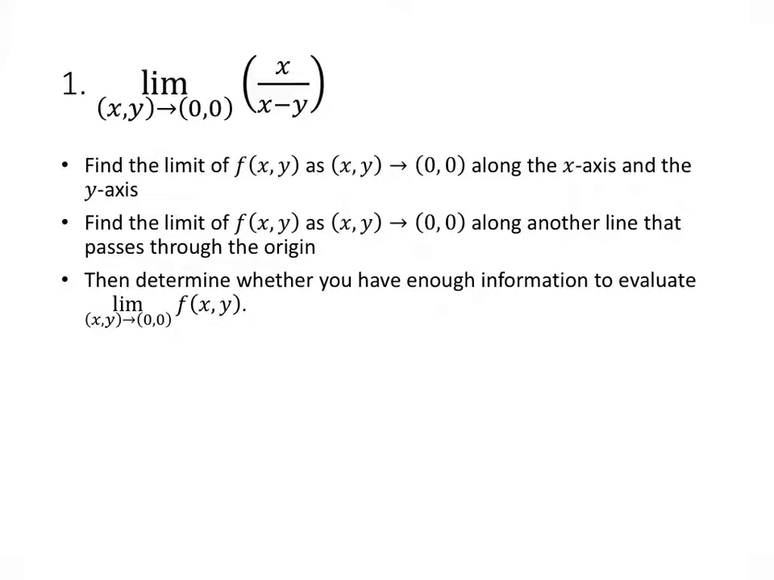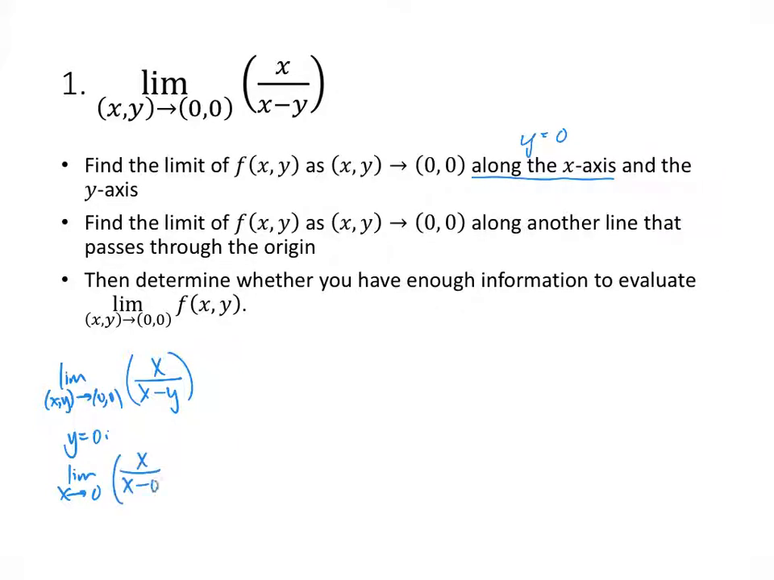For the first bullet point, we're asked for the limit as (x,y) goes to (0,0) along the x-axis. Remember that along the x-axis means y is equal to 0. So we're looking at the limit of x over x minus y. If y equals 0, we're really just looking at the limit as x goes to 0, because y is already at 0. That's x over x minus 0, the limit as x goes to 0 of x over x, which is just 1.